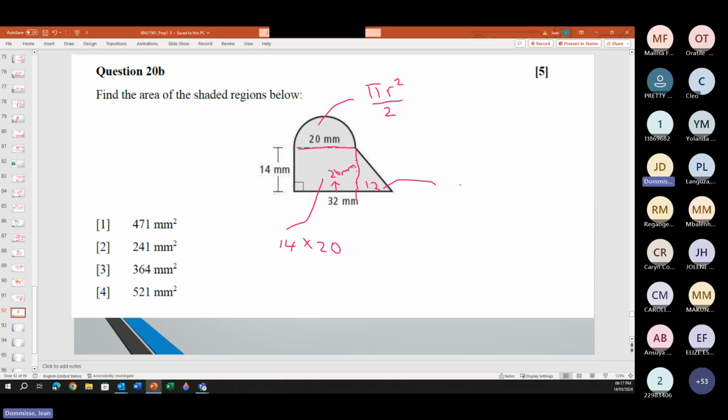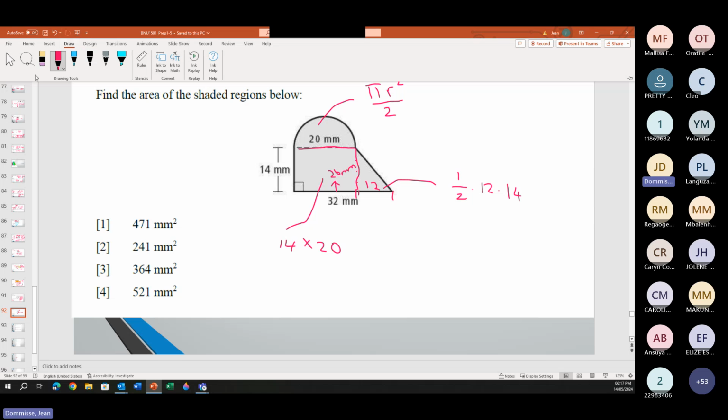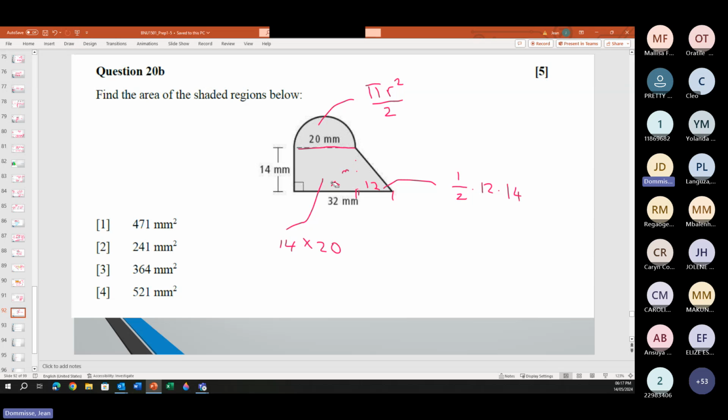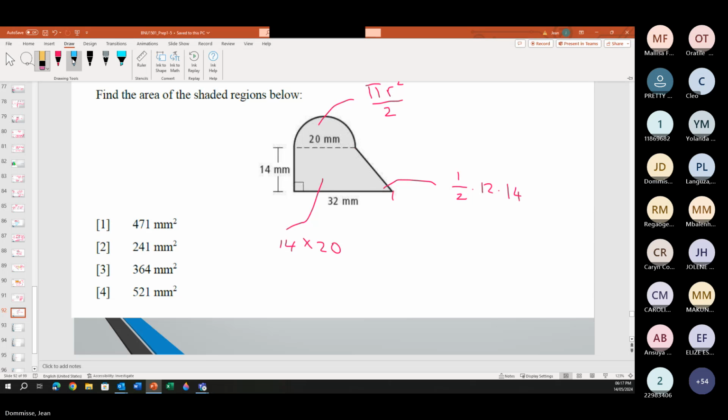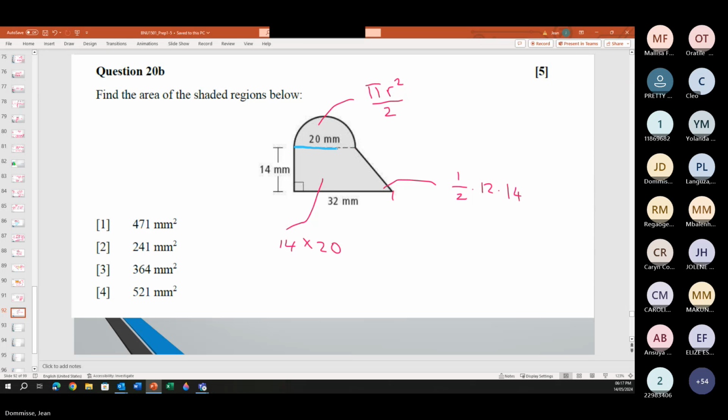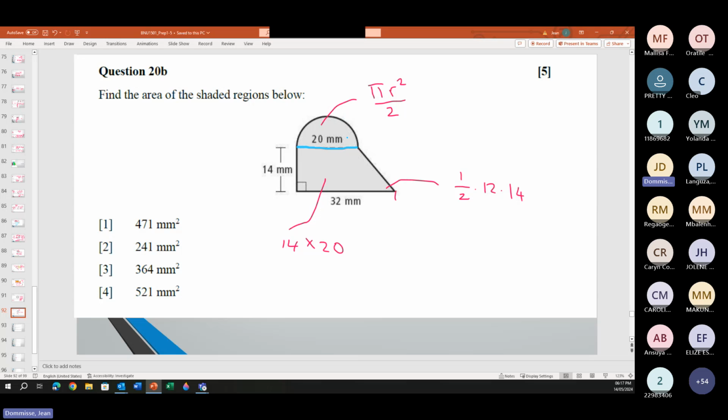So on this side, we've got the triangle, which is a half base, which is 12, times height, which is 14. Okay, so let's just go through that again. We basically have in here three areas that we're going to cover. We've got this top one, that is the semicircle. Here we've got the piece that is a rectangle, and here we've got the piece that is a triangle.